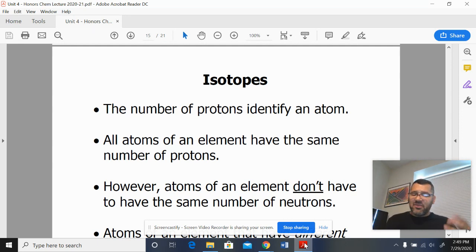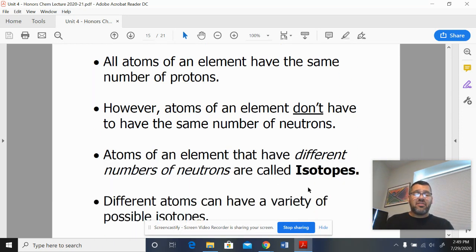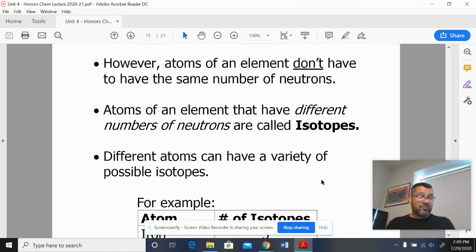However, a particular type of atom doesn't have to have the same number of neutrons or electrons, and we'll get to that later. It has to have the same number of protons, but the neutrons could be whatever. Now, when you have two atoms of a particular element, and they happen to have different numbers of neutrons in the nucleus, that's called an isotope. And again, the protons have to be the same, but the neutrons could be whatever.